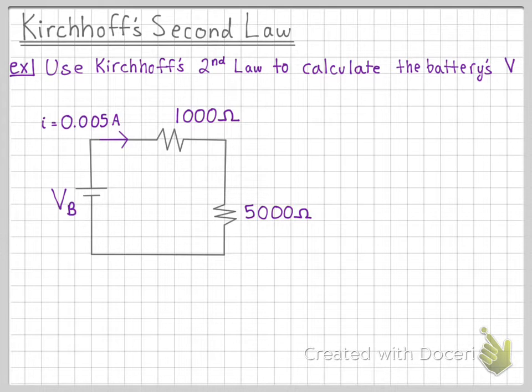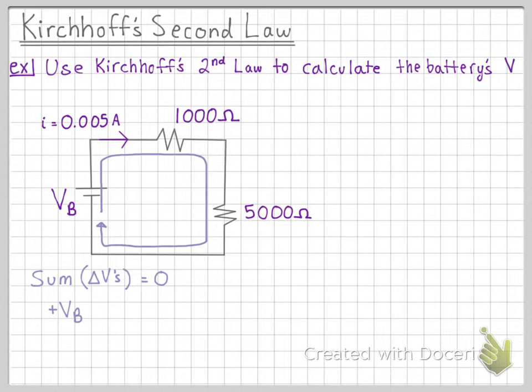Let's do an example where we want to calculate the battery's unknown voltage. So we're going to make a closed loop here that starts below the battery, travels through the battery, and through the 1,000 and 5,000 ohm resistors, and then once again back to where we started. We know that Kirchhoff's second law states that the voltage levels within a closed loop sum to 0. Since we are going from the negative to positive terminals of the battery, we are going to add the battery's voltage. And since we are going through the resistor with the current, we know that we must subtract the voltage drop across the 1,000 ohm resistor, and to calculate this voltage drop, we will use Ohm's law.